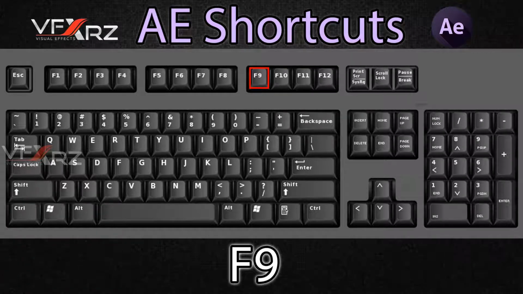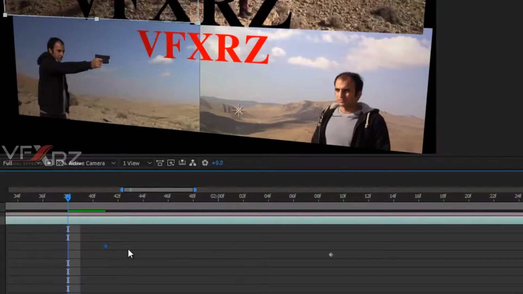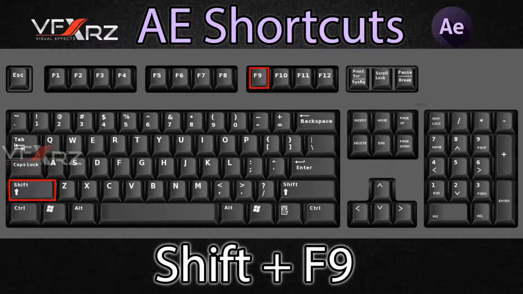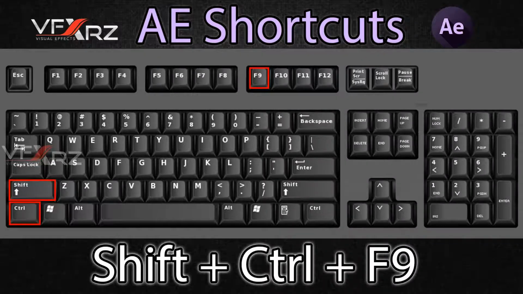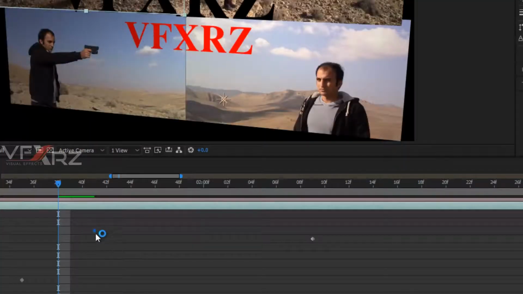Next is F9. With this, you can change your keyframe. Select that, and when you press F9, you can change it to Easy Ease. Next is Shift F9. First, select your keyframe and after that press Shift F9, you can change your keyframe to Easy Ease In. And the next is Shift Ctrl F9. When you press that, you can change your keyframe to Easy Ease Out. Like this.